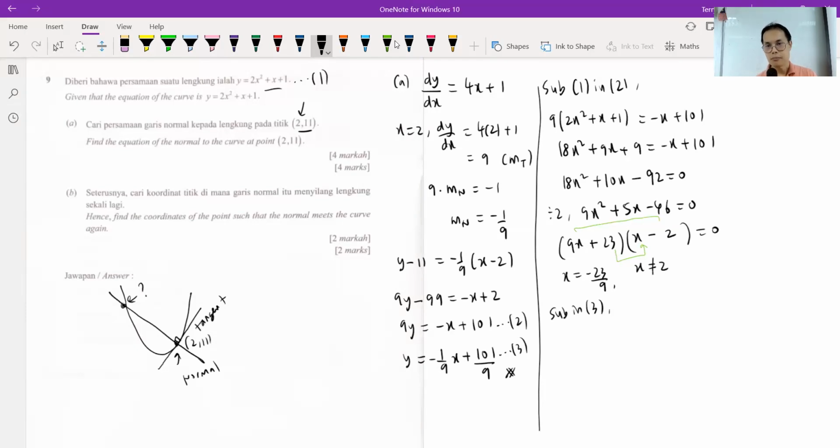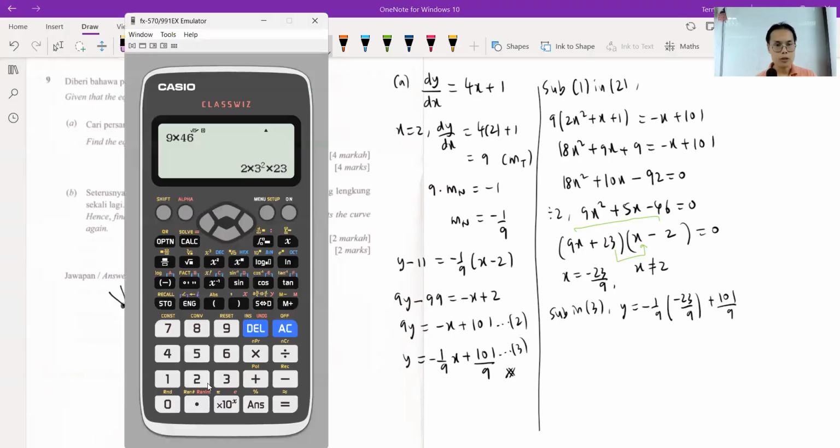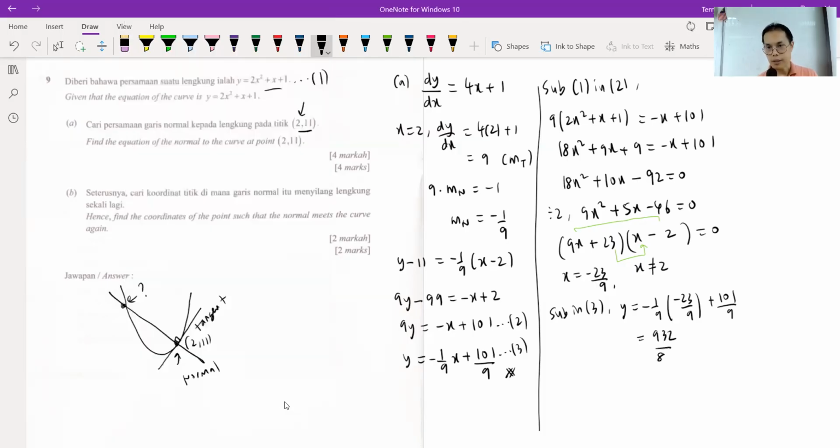So it's easier. My y will be -1/9 times -23/9, plus 101/9. So this is 23/81. You positive, yeah? Then you add 101/9. That answer is 932/81. Yeah, 932/81. Just write your coordinate in the form of x followed by your y. There you go. That's your coordinate. Yeah, not a nice looking number.